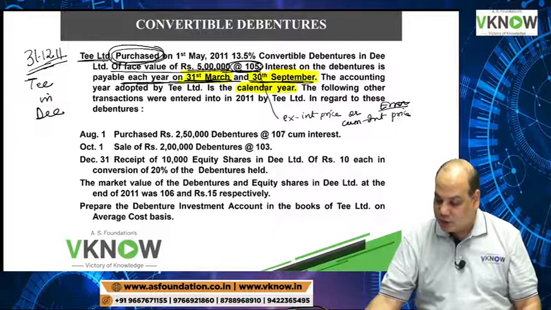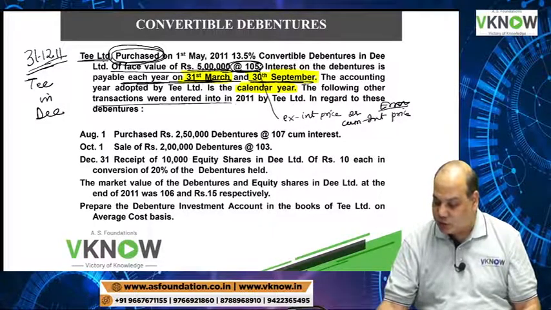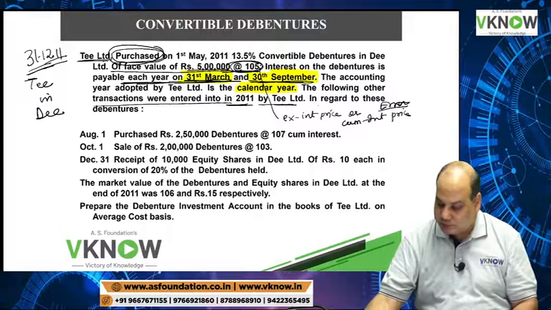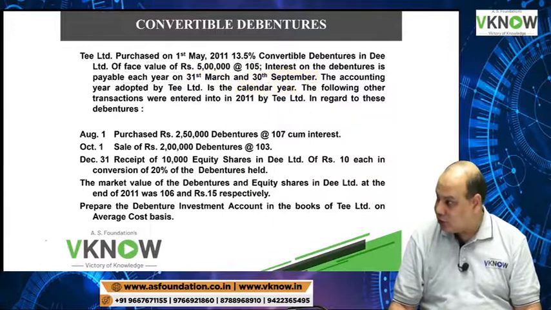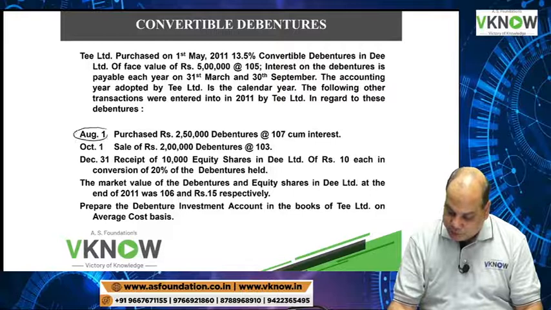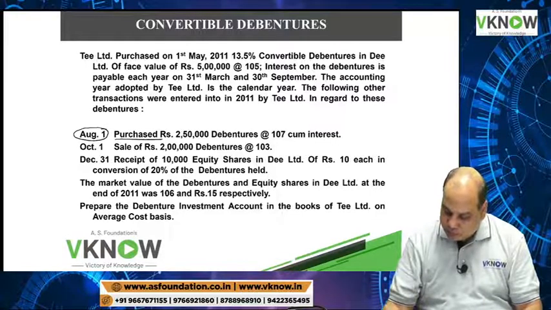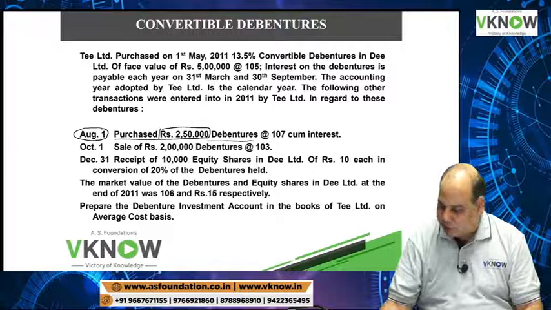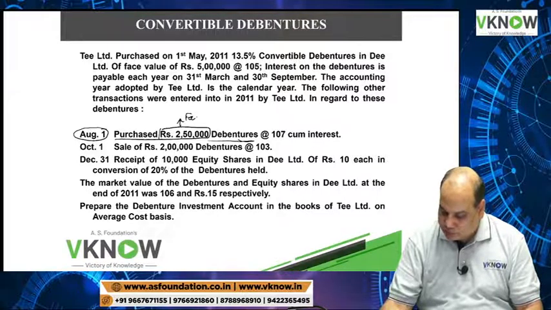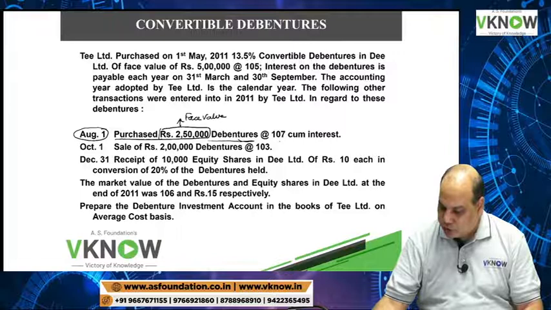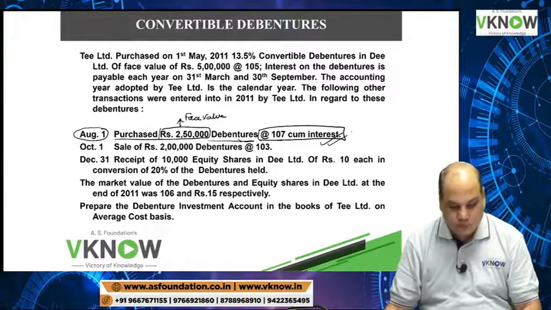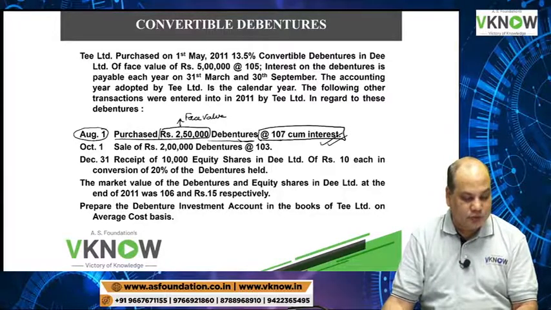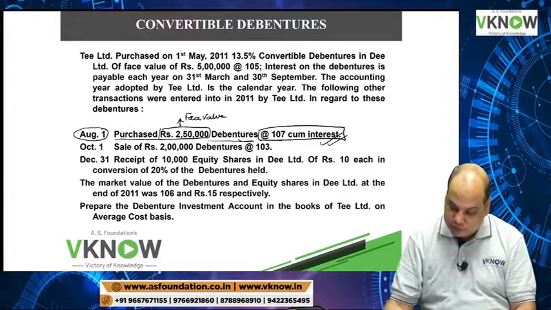Mark it somewhere. The following other transactions were entered into in 2011 by T Limited in regard to this debenture. So some more transactions they have entered into. So first I'll erase all this. Now you see 1st August. Purchased rupees 2,50,000 debenture, this is face value, at 107 cum interest. This time they have mentioned cum interest.